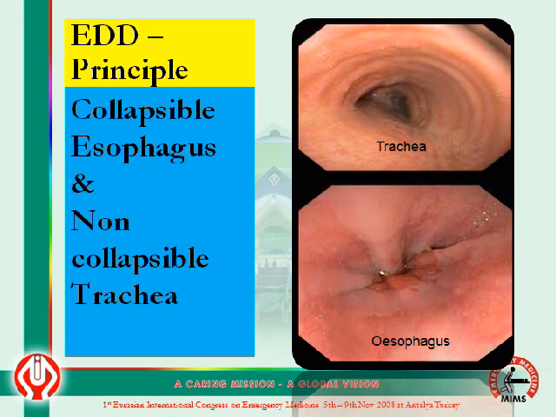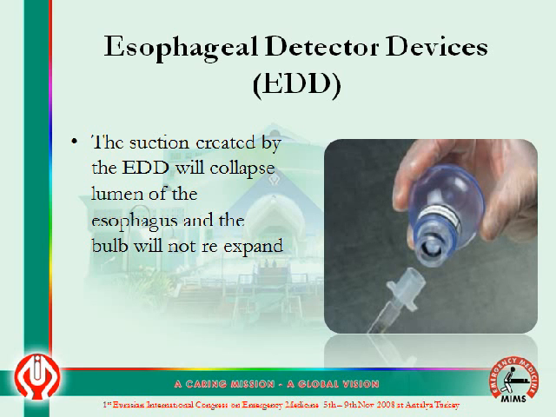In the airway, there is a non-collapsible trachea and a collapsible esophagus. This is the anatomical basis of using an EDD. When an EDD is squeezed and attached to the endotracheal tube like this, and when released, the suction created by the EDD will collapse the lumen of the esophagus and the bulb will not re-expand. But if the tube is in the trachea, the EDD will re-expand within less than 10 seconds.